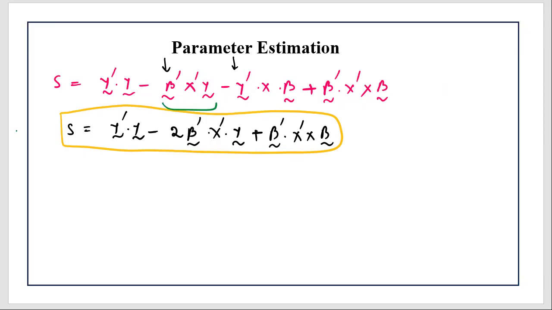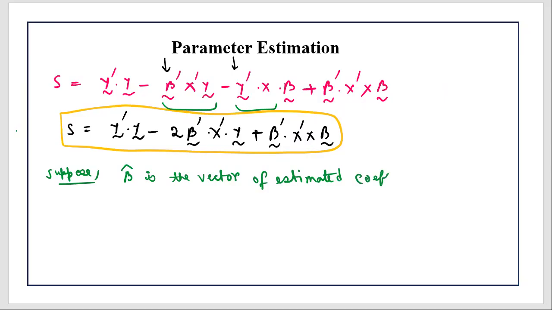So I have just added these two things. Since they both have the same components and they are scalar in nature, they are basically equal. We can treat them as equal terms. They are both scalars and they are equal to each other, hence we can add them. Now the last step would be, suppose we assume that beta cap is the vector of estimated coefficients.